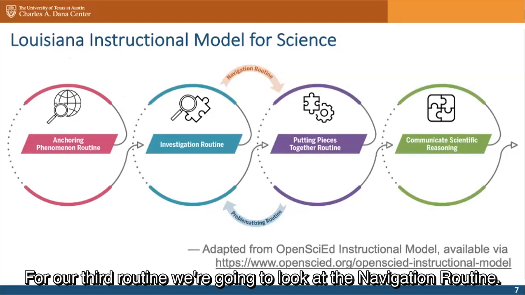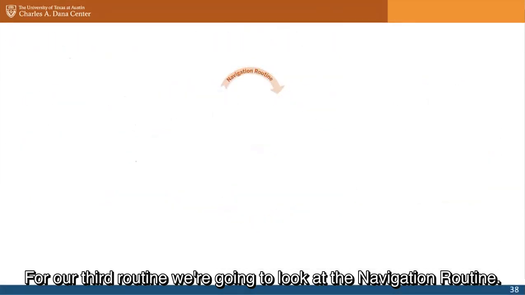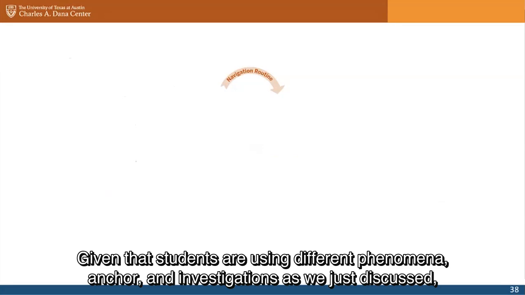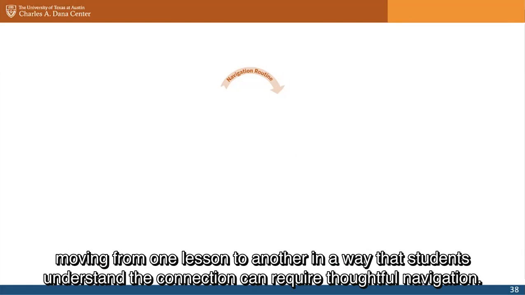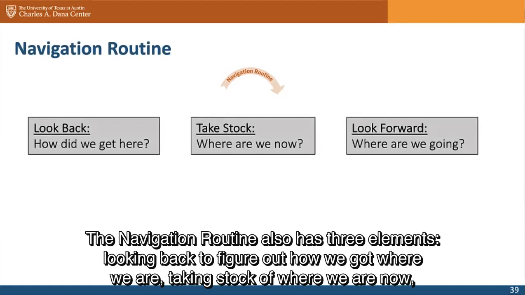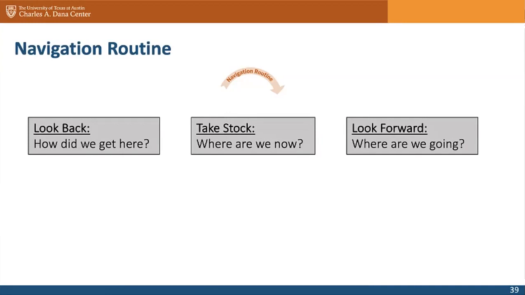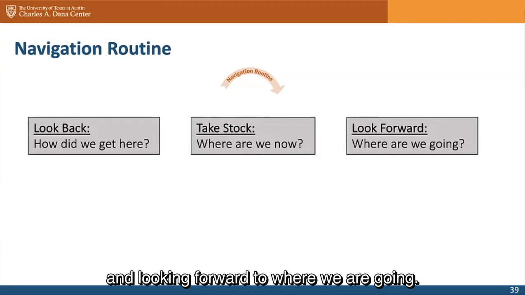For our third routine, we're going to look at the navigation routine. Given that students are using different phenomena, anchor and investigations, as we just discussed, moving from one lesson to another in a way that students understand the connection can require thoughtful navigation. The navigation routine also has 3 elements: looking back to figure out how we got where we are, taking stock of where we are now, and looking forward to where we are going.